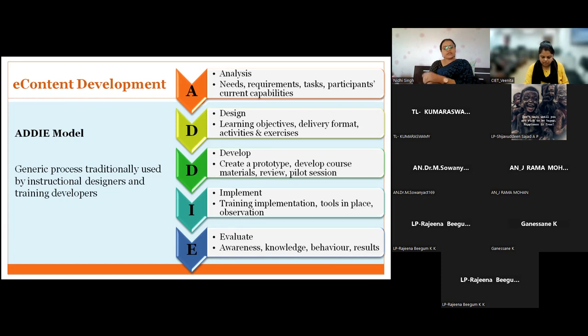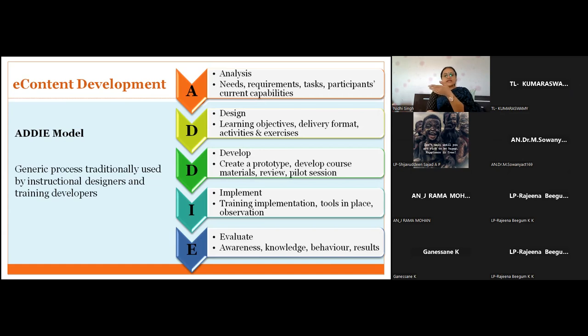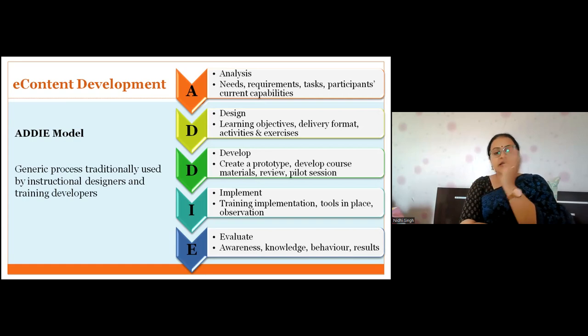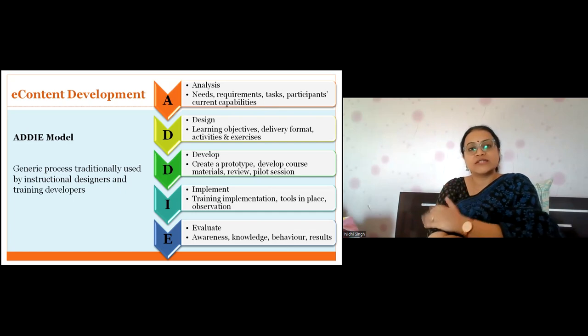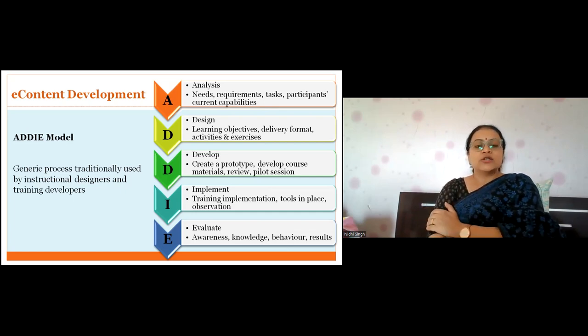So this is the process through which e-content is developed. A stands for analyze, which means the needs, requirements, etc., of the target audience have to be kept in mind. Then design, which means the learning objectives, etc., are thought out at this stage. Then we need to develop, that means create a prototype, or actually develop the e-content. Then implement, when we implement the e-content in a training program, and then evaluate. That means awareness, knowledge, behavior, results, etc., are evaluated. So this is the ADDIE model.